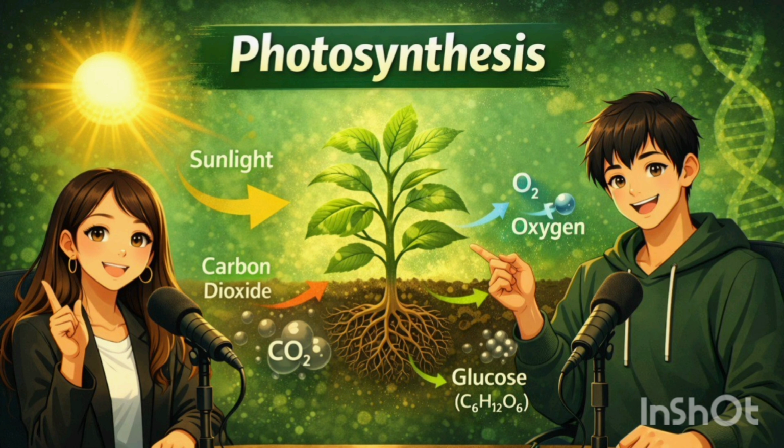So let's time travel. Section 1: The detectives. We're heading back to the 1700s. Who's our first character? Joseph Priestley. The year is 1770. Now, you have to remember, back then they didn't really know about oxygen or carbon dioxide in the modern sense. Priestley performed a very famous series of experiments with a bell jar.